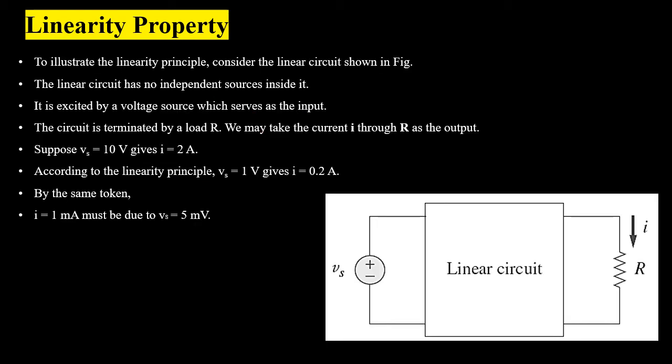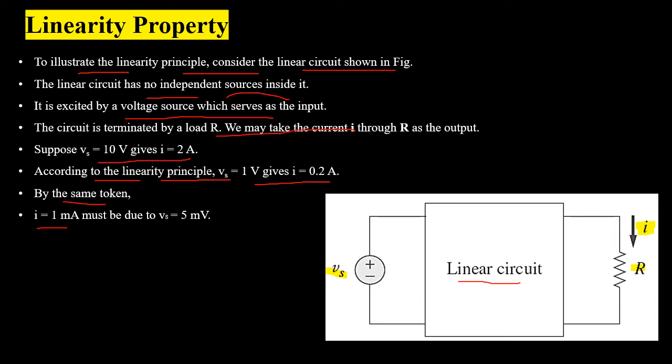Now with the help of an example, we will study the linearity property. Consider the given circuit. The linear circuit has no independent source inside it, and the circuit is excited by a voltage source which serves as an input. The circuit is terminated by a load R, and the current I flowing through the load R serves as the output. Suppose a source voltage Vs equal to 10 volts gives an output current of 2 amperes. Now according to the linearity principle, if the source voltage equals 1 volt, the output current will be equal to 0.2 ampere. In this case both quantities are divided by 10. By the same token, if the output current equals 1 milliampere, this will be due to a source voltage of 5 millivolts.